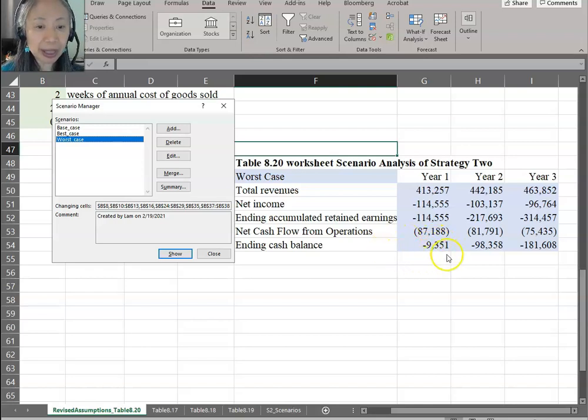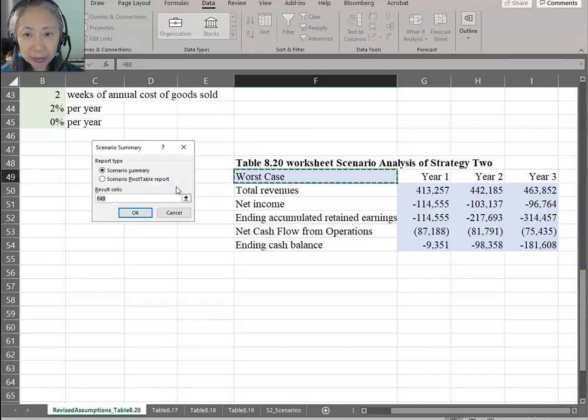So again, looking at the ending cash balance at the end of year one, they will run out of money if the worst case scenario happens, but that will not happen until towards the end of year one. Similar to what we have created before, you can also create a scenario summary.